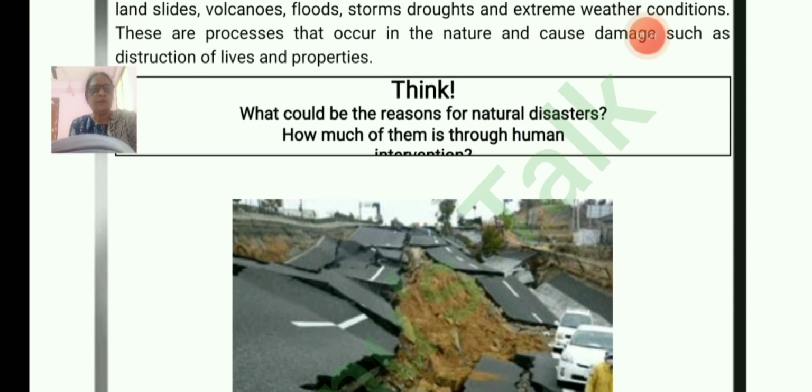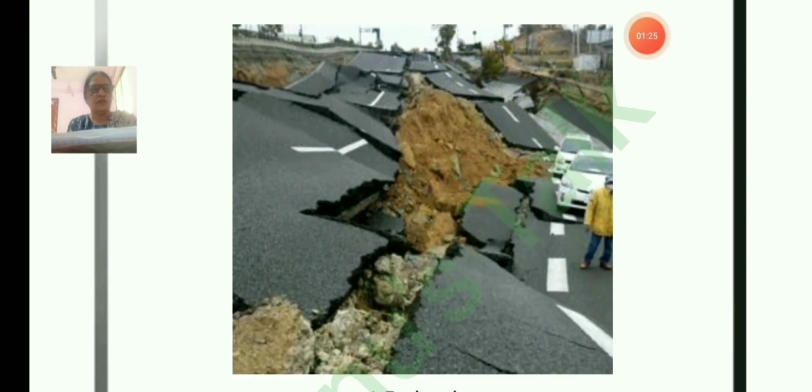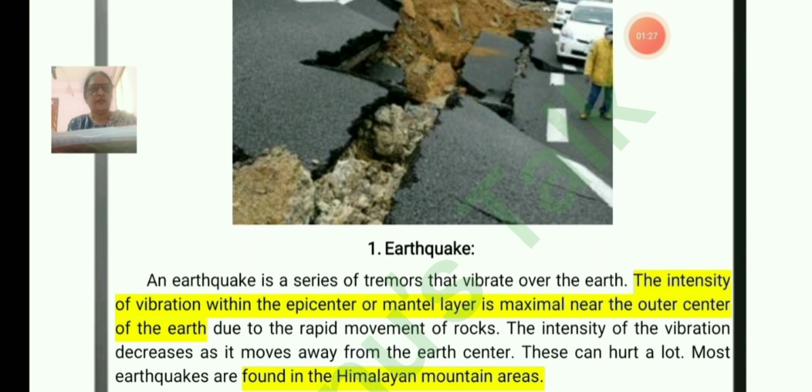You can see the picture here. This is an earthquake picture, right? So the intensity of the vibration within the epicenter or mantle layer is maximal near the outer center of the earth. So there is a tremor, a vibration over the earth. That time what happens, the intensity of vibration within the epicenter or mantle layer is maximal near the outer center of the earth, it says here.